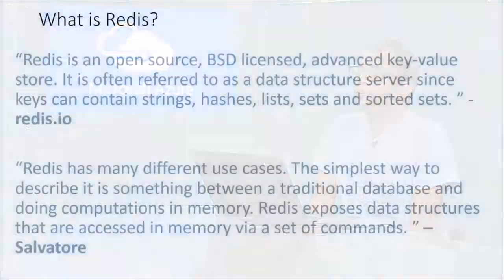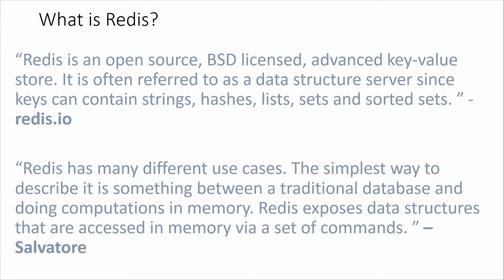So Redis is an open source advanced key value store, and it's much more than a cache. It also is referred to as a data structure, because you can store data other than key values, which you could have done in traditional caches. So you can store data sets such as hashes, lists, sets, sorted sets.